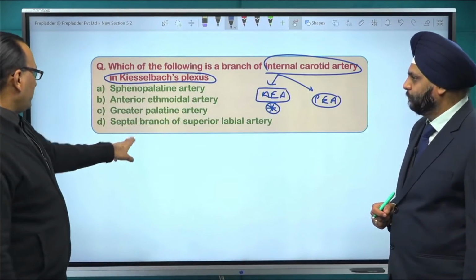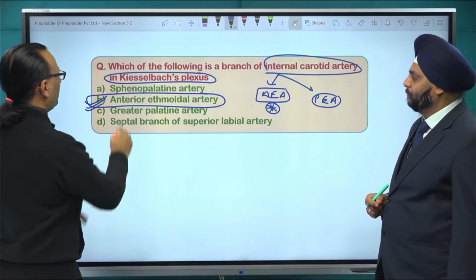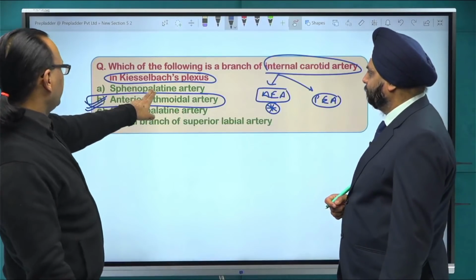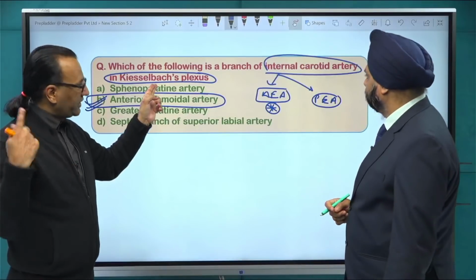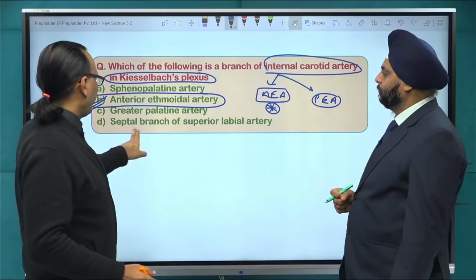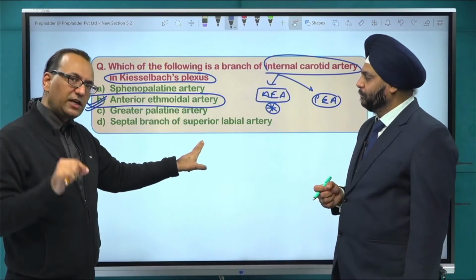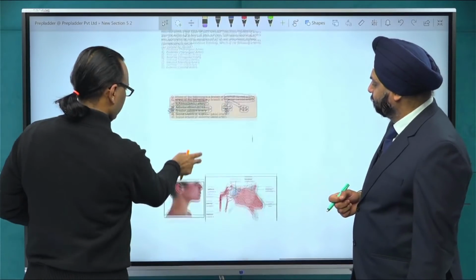So you can make out your answer, that this is actually a branch of the internal carotid and cannot contribute to Kiesselbach's plexus. What is this question asking? Internal carotid, right. And sphenopalatine, we know, is from the maxillary artery, external carotid artery. Greater palatine is again a branch of the maxillary artery. Septal branch of superior labial is a branch of the facial artery, a branch of the external carotid artery. Sir, I have a diagram for this.